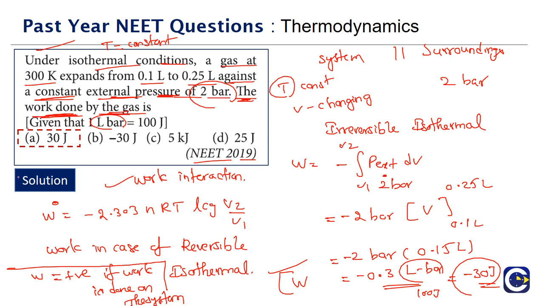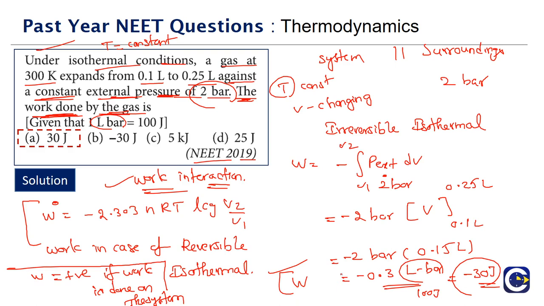So in our chemistry thermodynamics, whenever we have the work formula, the W will be representing work interaction between the system and the surrounding. So W positive means it is energy gain. When will energy gain happen? When work is done on the system. W negative means this is energy loss. So if W is coming as minus 30 joules, it means 30 joules of work is done by the gas.